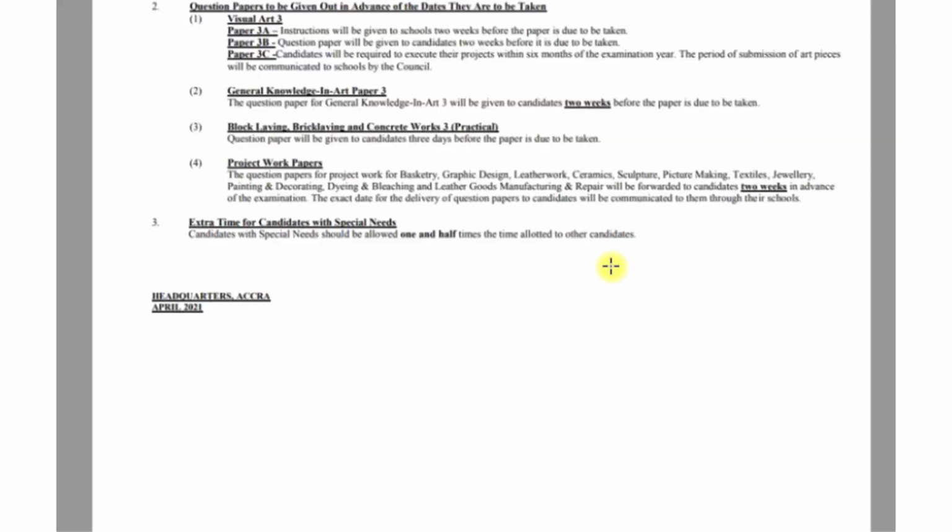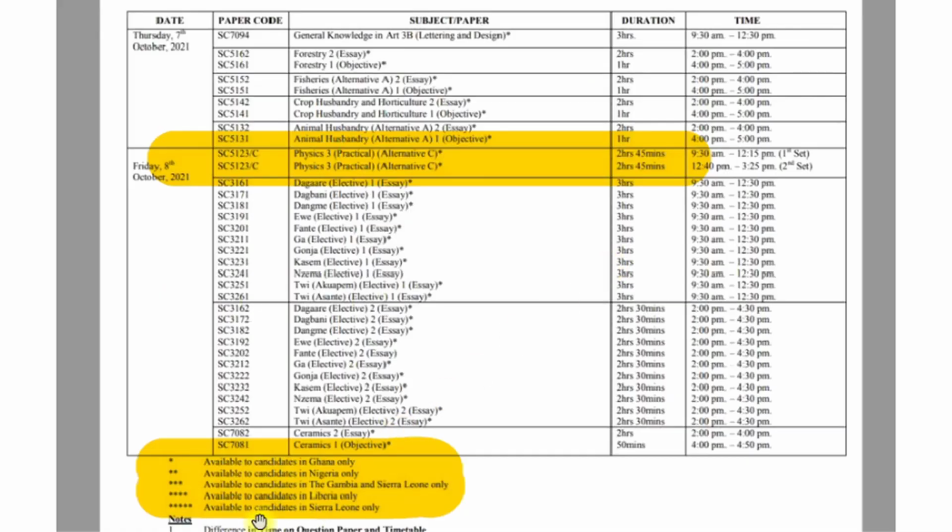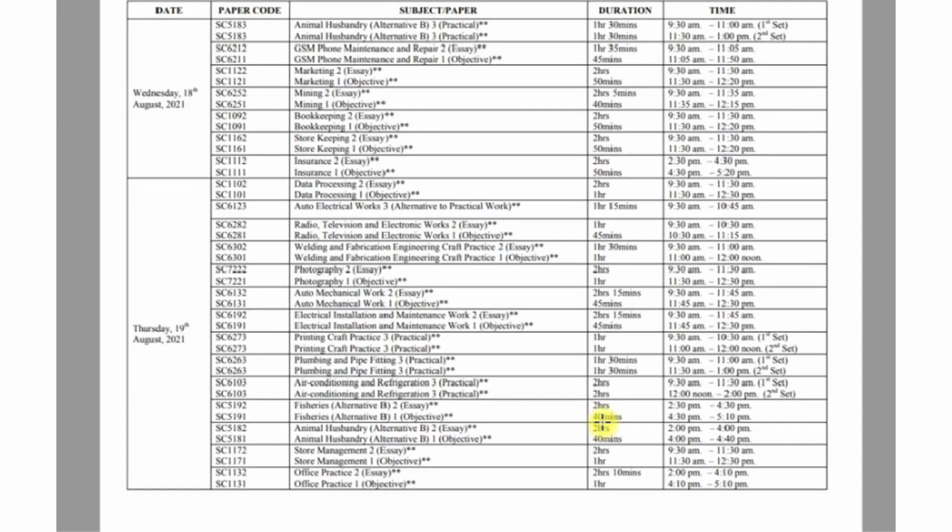So just don't be alarmed. This is the key that you need right here. If you see a single asterisk, that is for students in Ghana only. Double asterisk is for students in Nigeria only. Triple asterisk is for those in Gambia and Sierra Leone. When you have four asterisks, that is for those in Liberia. And when you have five asterisks, that is for those in Sierra Leone only. So this is the guideline for you to make best use of this particular timetable.